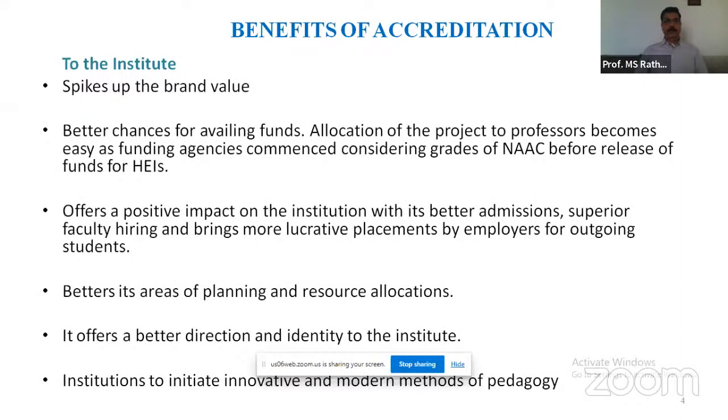Now, the benefit to the institute of good NAAC accreditation grades is that it spikes up the brand value of the institute, and there would be better chances of availing funds. It would have a positive impact on the institution with better admissions, superior faculty hiring, and more lucrative placements by employers for outgoing students. It also provides an opportunity to improve planning and resource allocation. This whole process makes an alignment so that all resources are utilized optimally, and it also affords a better direction and identity to the institute.